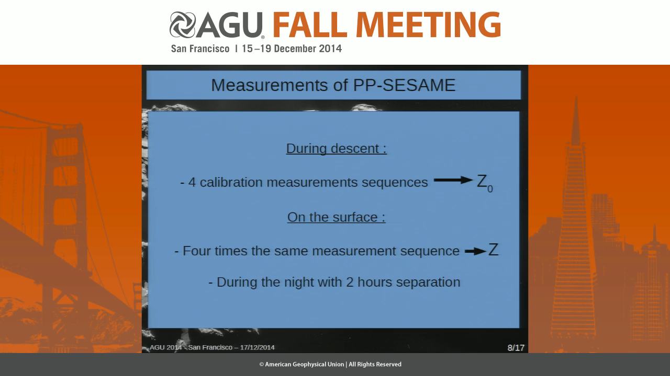It will also, there were no measurements done with the integrated instrument on the lander. So this value will also allow us to have a calibration measurement in a known environment, which is normally the vacuum. Then on the surface, we have 4 times the same measurement sequences. I'll explain later why they were the same, and this gives us the impedance on the surface. The measurements on the surface we're doing on the comet every night with approximately 2 hours between each measurement.